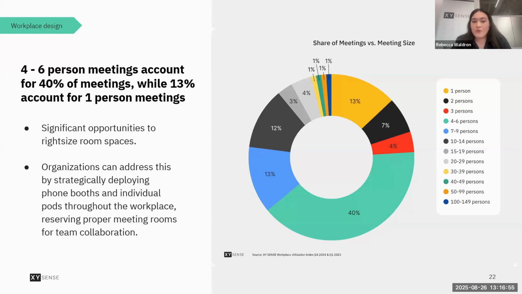So overall, what we're seeing is that over half of meetings are under 6 people. And for most organizations, this isn't reflected in the way that space has been fit out or allocated.